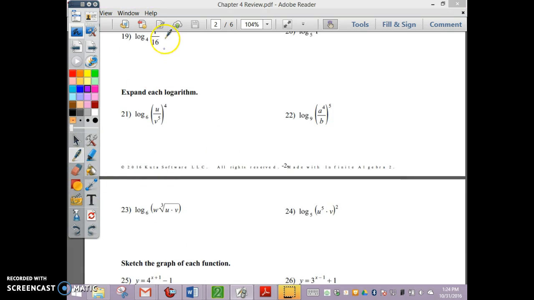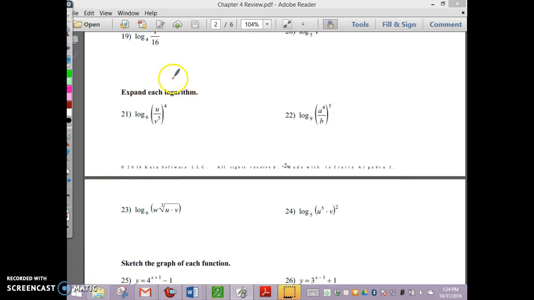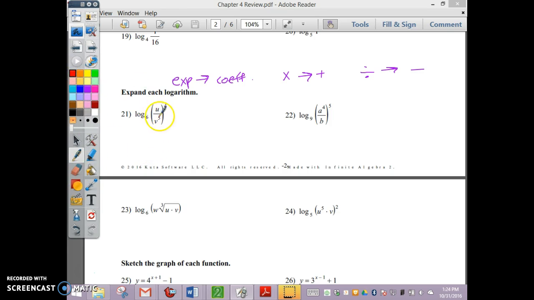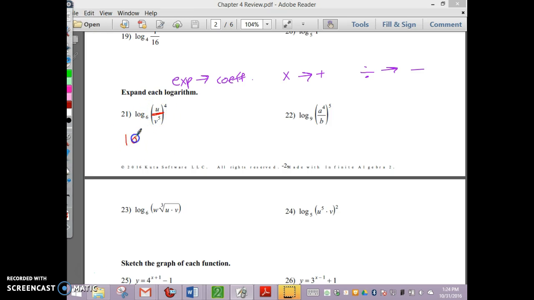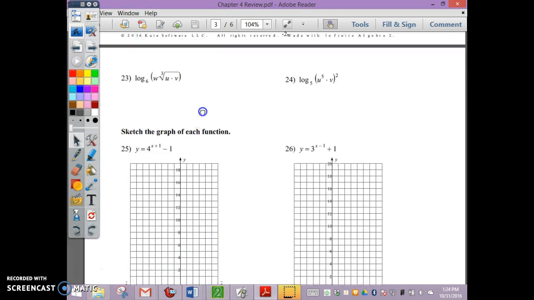Okay, expand, we're going backwards from condensing. So all exponents become coefficients. All multiplication turns into addition. All division turns into subtraction. So I'm going to split up this division. So log base 6 of u to the 4th minus log base 6 of v to the 20th. Multiplying those together. And now my coefficients get to come out front. Pretty easy on those ones.